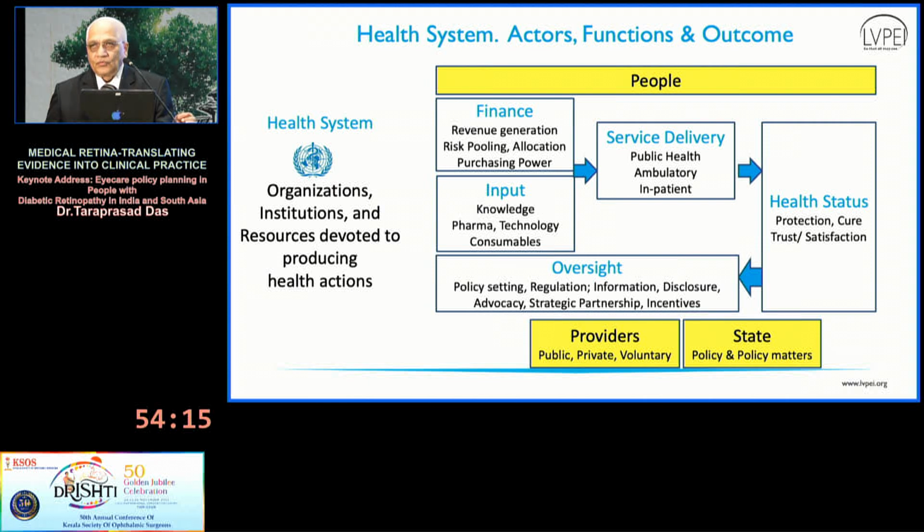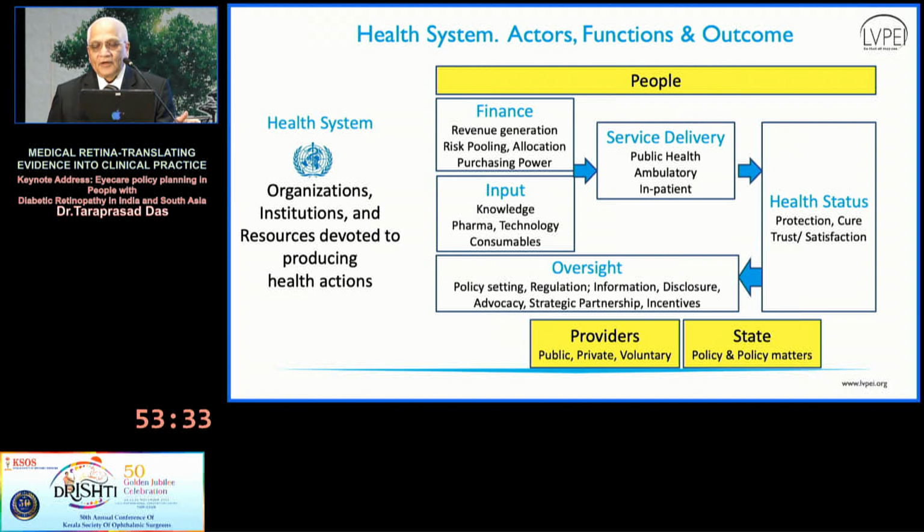Health system has got 2 principal actors. On one side, the consumers, the people who receive care, our patients, and 2, the providers, either health providers like public or private or voluntary, not-for-profit, or the state, which, let's say in India, health is a state policy. There are 2 important inputs. One is the finance. Finance is revenue generation and the purchasing power of people. And 2 is the knowledge, the pharma industry participation and the technology that we are changing every time. This all together gives a service delivery for public, private, inpatient, outpatient, etc.